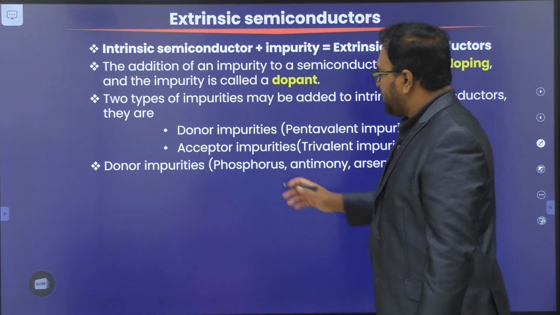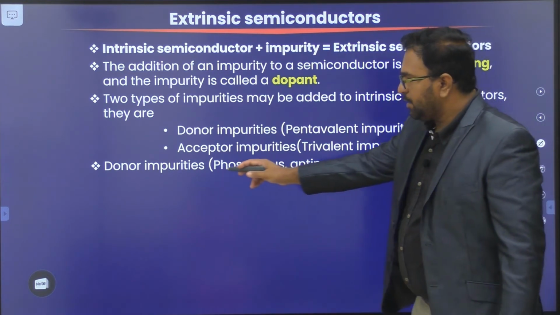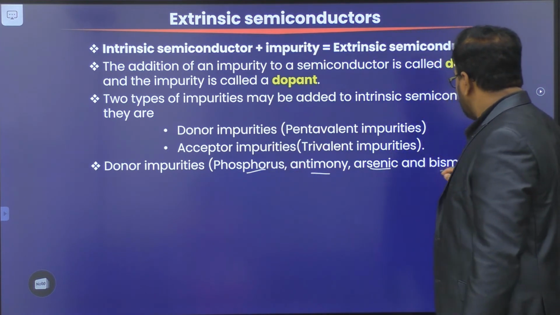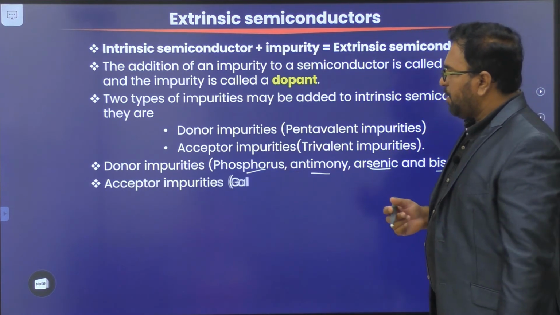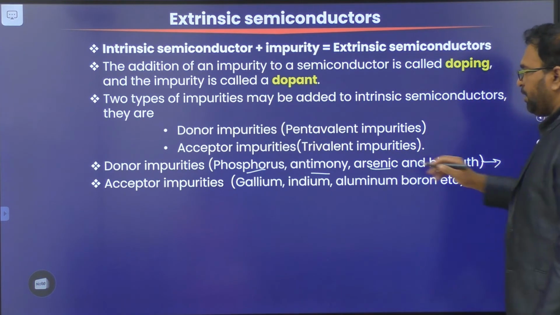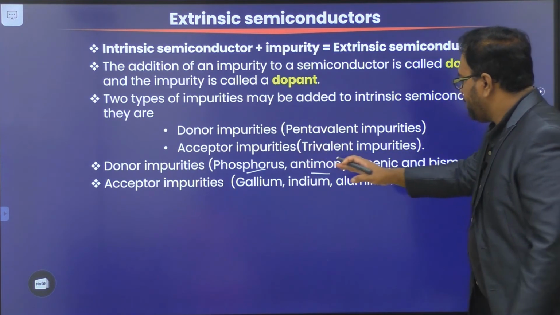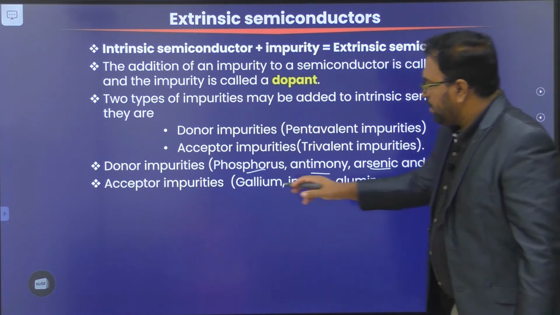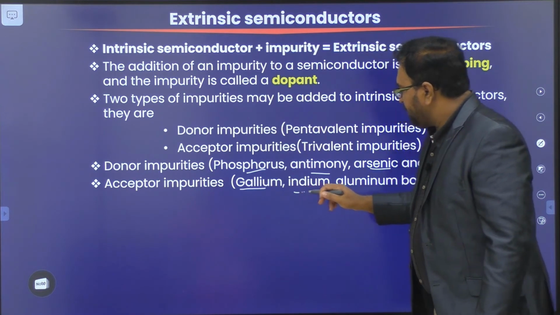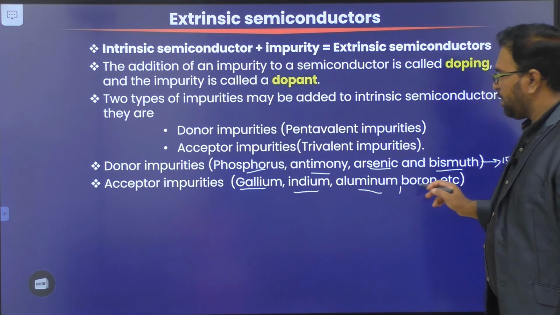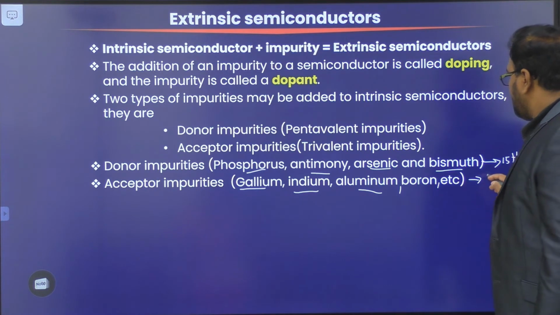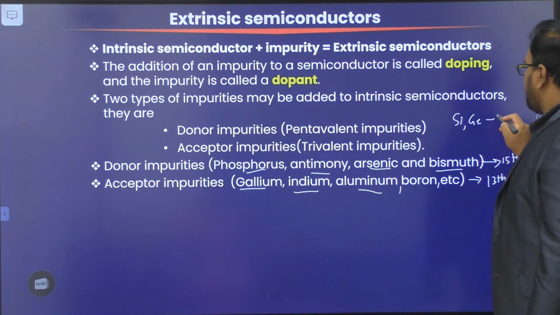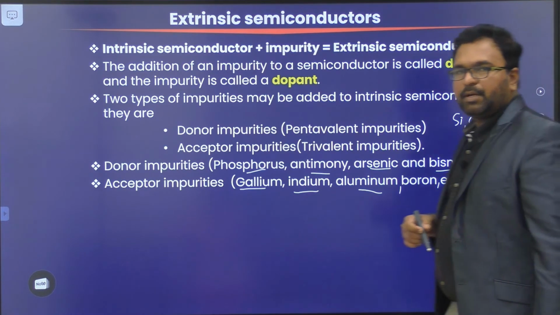Examples of donor impurities, that means pentavalent impurities, are phosphorus, antimony, arsenic, bismuth, and so on. Phosphorus, antimony, arsenic and bismuth belong to the 15th group. Acceptor impurities are gallium, indium, aluminium, boron and so on. These belong to the 13th group. And silicon and germanium belong to the 14th group in the periodic table.